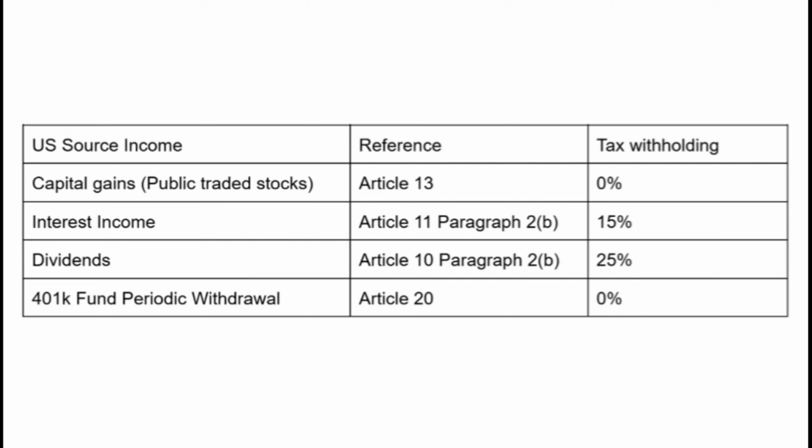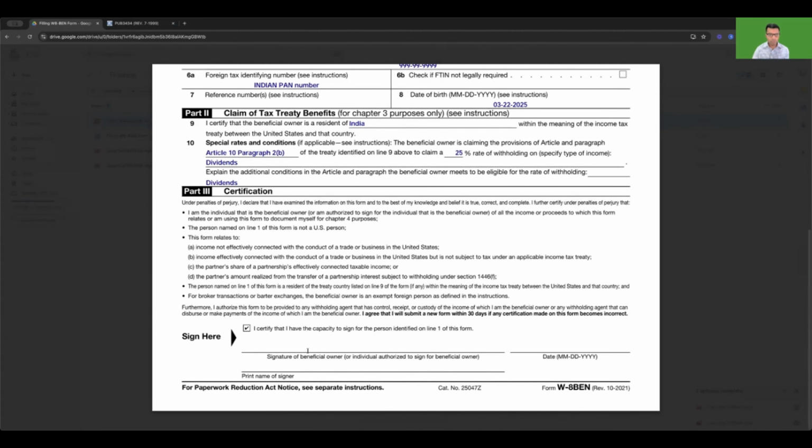Once you have completed the form, you would certify with your signature, name, and date, and you would be submitting this form to the custodian directly. Now that we went through the details on how the form will be filled, let's understand some important points.